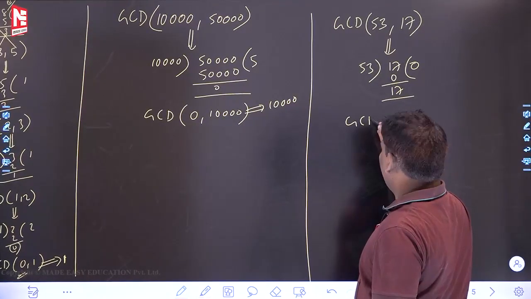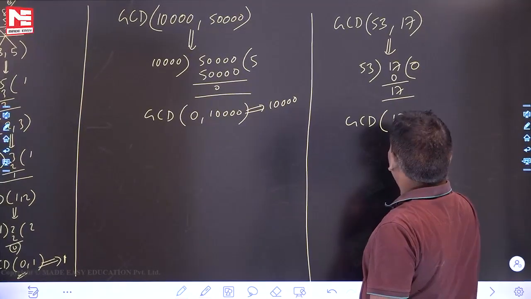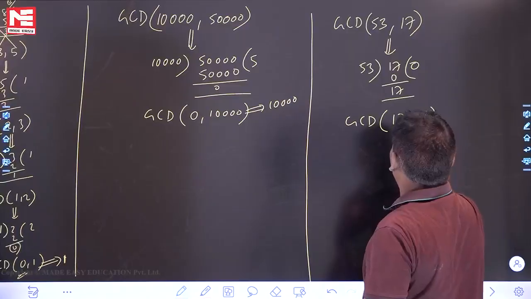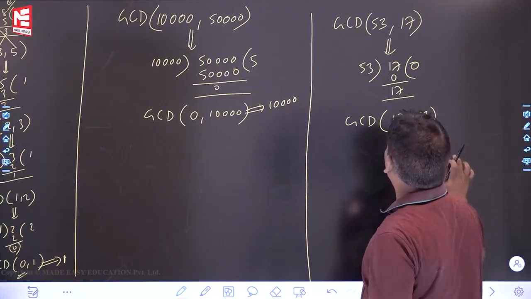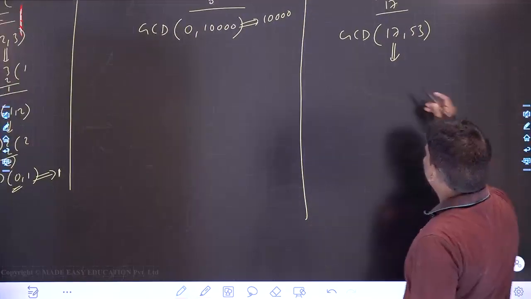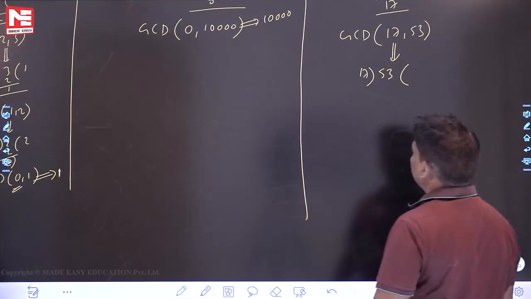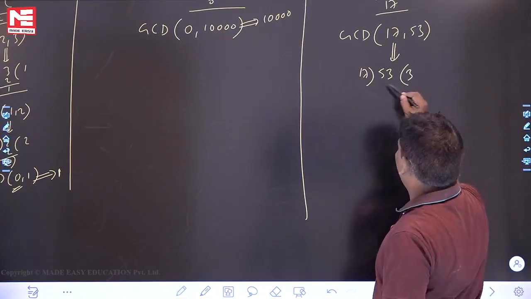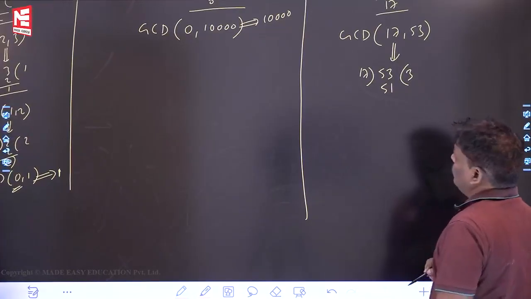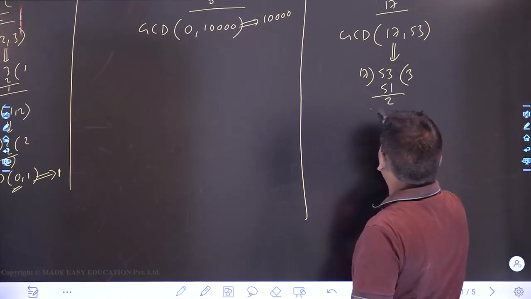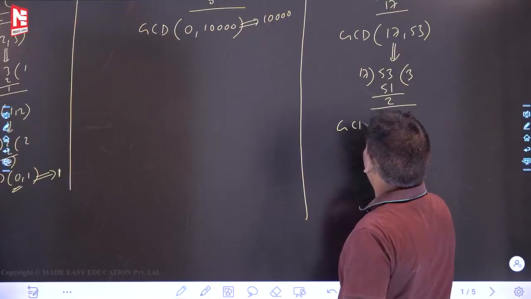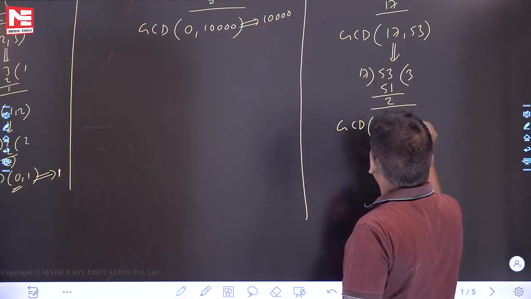Next one, GCD of 17 comma 53. Again the same. 17, 53. So 17 3s, what is the answer? 51. 51, remainder 2. Next one, GCD of 2 comma 17.